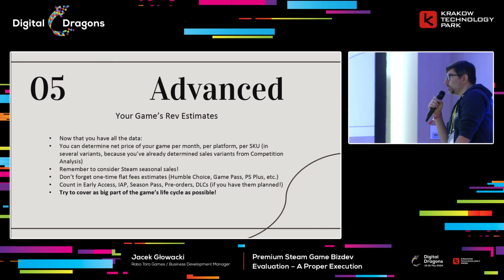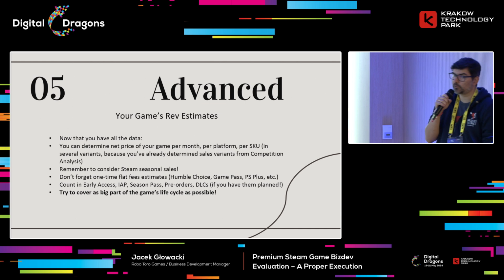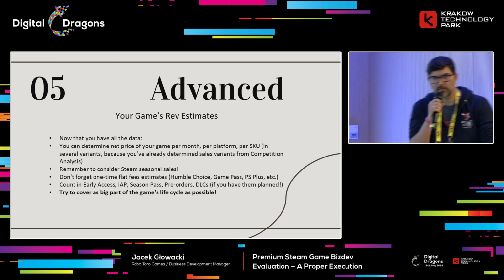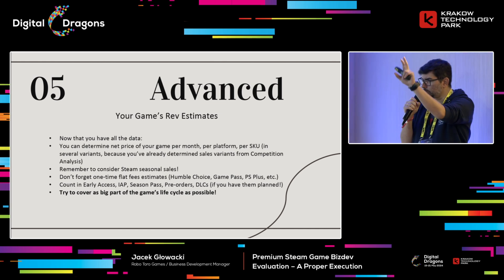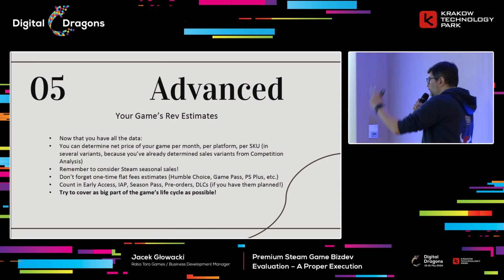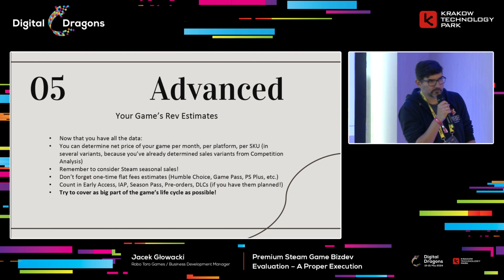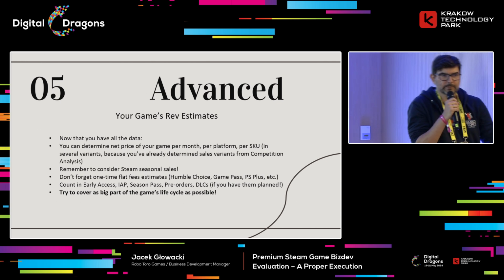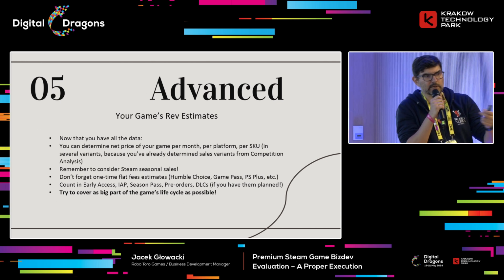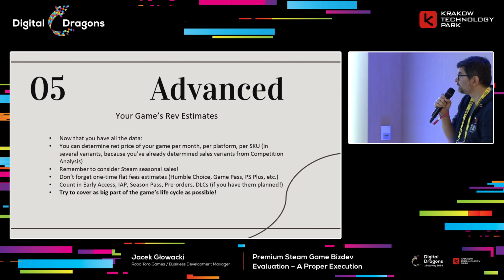We can now determine net price of our game per month, per platform, per SKU, in several variants, because we've already determined sales variance from competition analysis. So this is what we have to do. We take our game, like the base version of the game, let's call it SKU1. We have net price of our game because we know it's going to be between 51 and 57% of the SRP, and we can compare this to other games from our list, which means that we know whether we should be closer to 51 or closer to 57 in general.